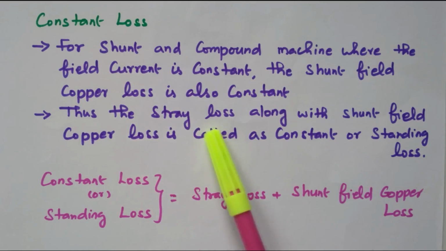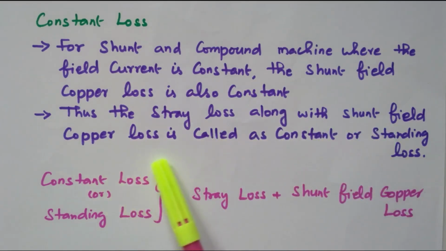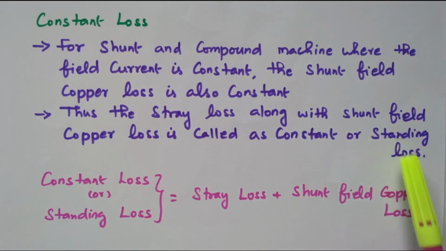So the stray loss along with the shunt copper loss is called a constant loss or standing loss. It will not vary with the load. That stray loss is nothing but magnetic loss and mechanical loss. By adding the shunt field copper loss, we can take it as a constant loss or a standing loss.